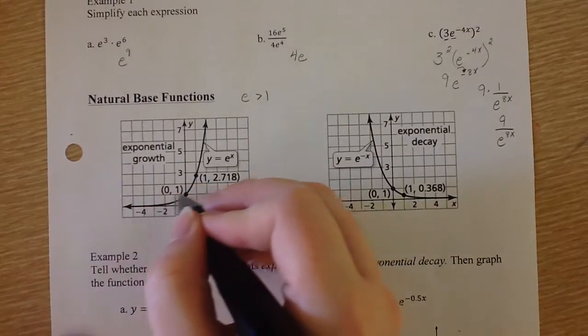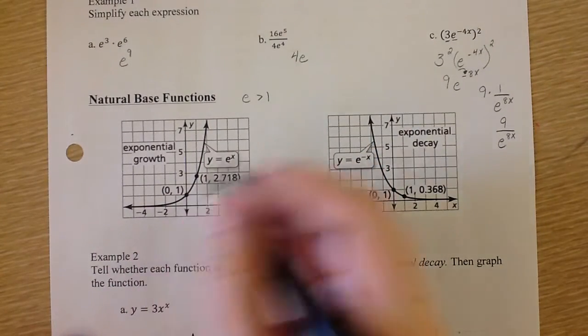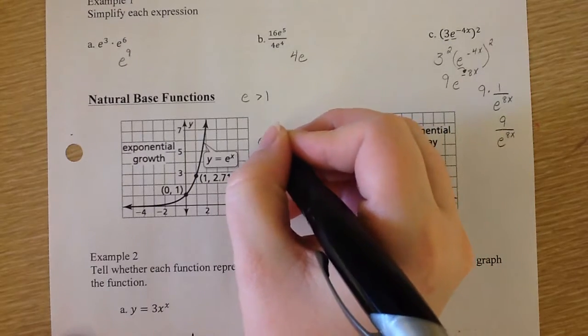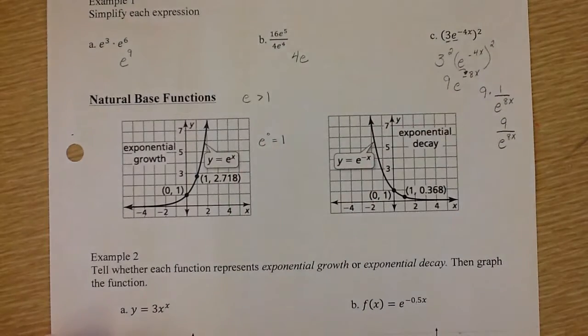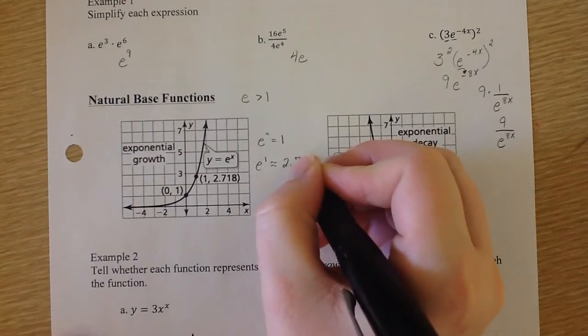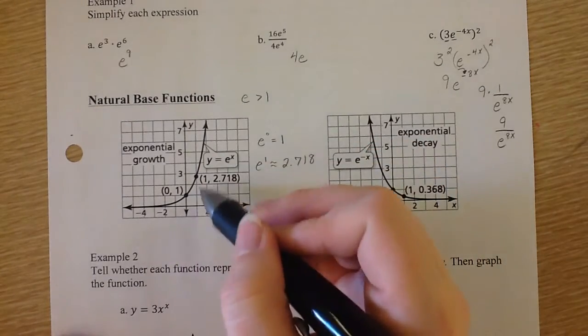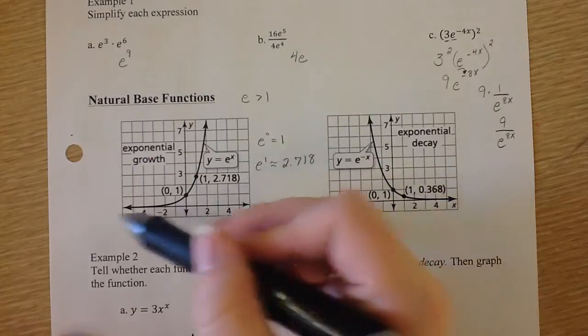We still have that growth pattern where it goes through the point 0, 1, because e to the 0 is 1. Anything to the 0 is 1. But then e to the 1, we know that's approximately 2.7182. So when I put in a 1, I'd have the ordered pair 1, 2.7182.